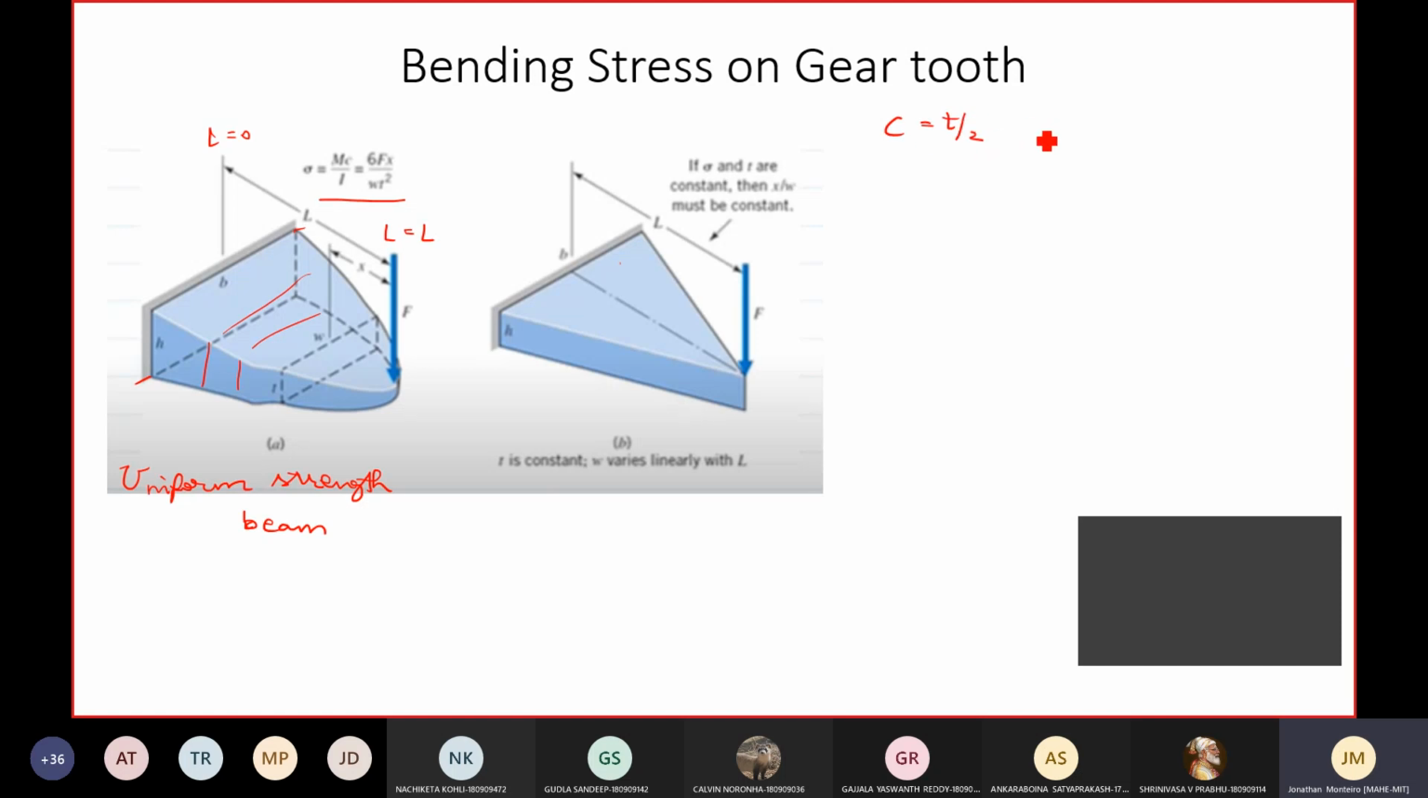C is equal to T by 2 is what you will substitute here. I is equal to 1 by 12 according to the nomenclature here, WT cube. Actually it is BT cube, but in this figure it is described as small w, so I am maintaining that W. So it is WT cube.